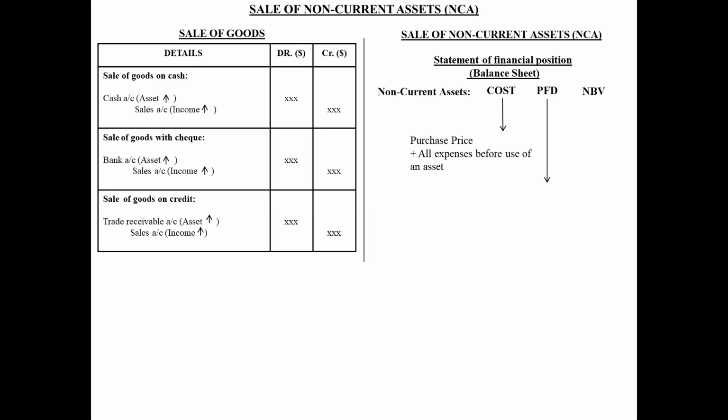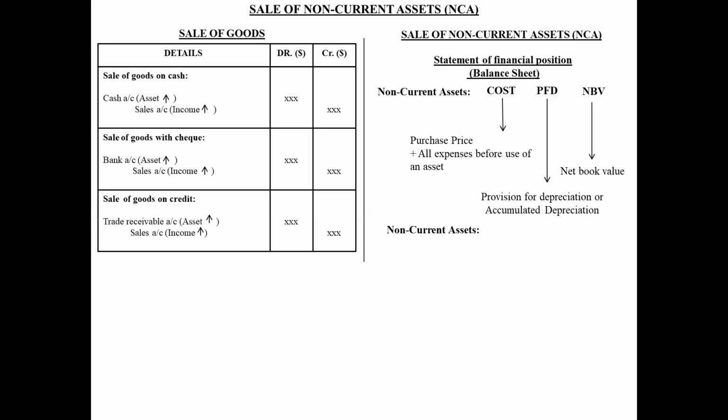Then we have PFD, which stands for provision for depreciation, or we also call it accumulated depreciation. Now it is different from depreciation. Depreciation is for 1 year, whereas provision for depreciation or accumulated depreciation means the depreciation which is charged on the non-current asset in the whole life of the non-current asset. So it's not depreciation for 1 year. It's depreciation for that year plus all the previous depreciation. So that is basically accumulated depreciation. NBV stands for net book value, and it is calculated by subtracting provision for depreciation from cost. So these are the three items which we write in the balance sheet when we write non-current assets.